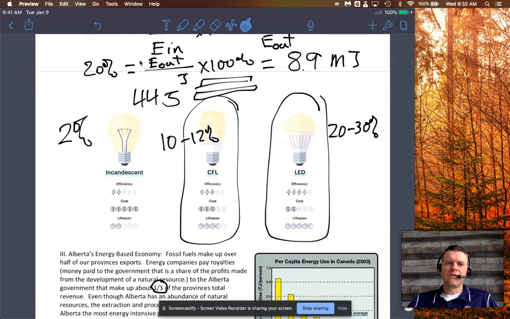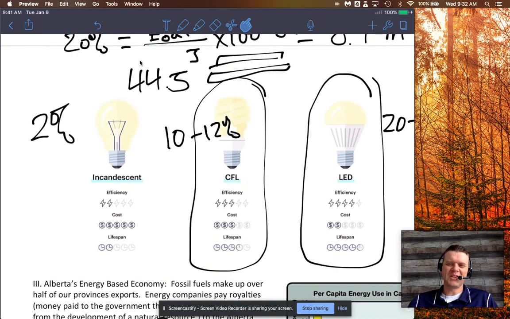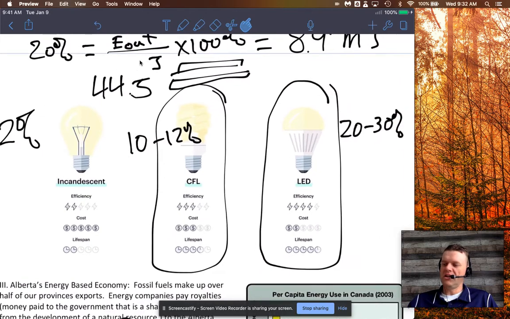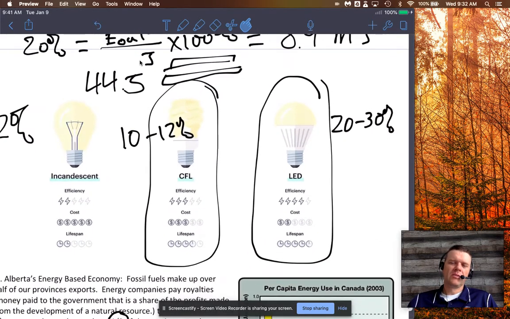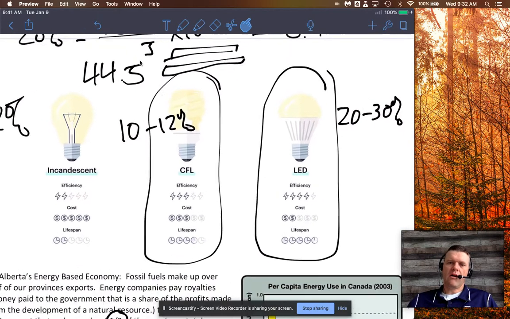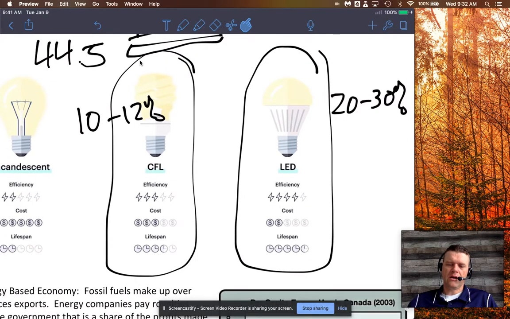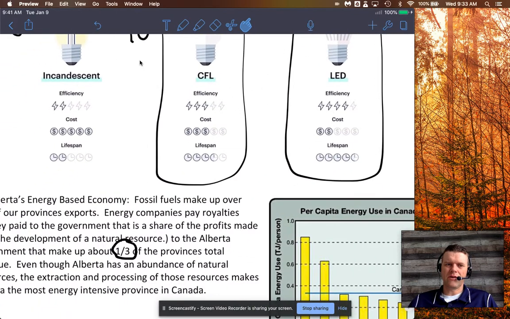So in terms of efficiency, I just threw these numbers up here. Incandescent light bulbs are like 2% efficient. Most of their energy is lost as heat. The CFLs are 10 to 12%, a little better. They still produce a fair bit of heat, but they don't cost as much. And the LEDs, wow, they cost almost nothing. The technology's improved that way. I've never really got a hard percentage on that. I thought they were 20 to 30%, but it really varies a lot.